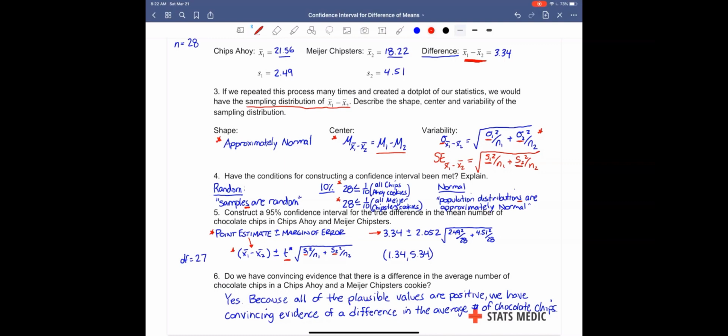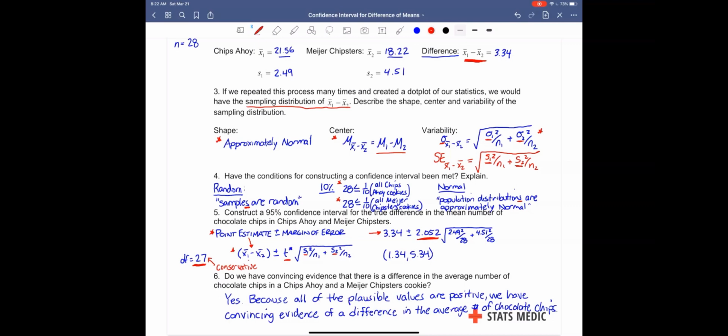Now, I did have to get this t-star value, 2.052, from Table B. So let's talk about that real quick. In order to use Table B, you're going to have to know your degrees of freedom here. And I'm going to guess that you use degrees of freedom 27. Okay, this is what's called the conservative approach to getting the degrees of freedom.